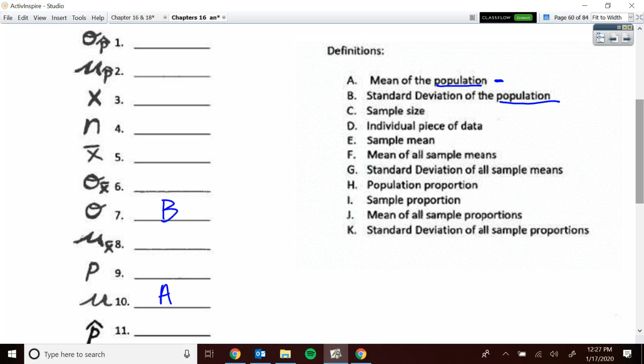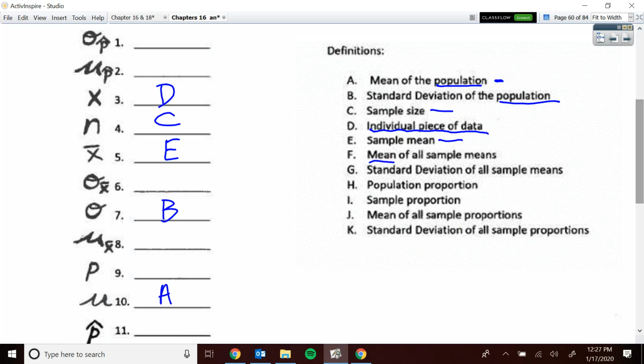Number 7. All right. What represents your sample size? N is number 4. That's C. Okay, how about an individual piece of data? All your 30 little times. That's the regular old X. That's number 3, the regular X. Okay, sample mean, your average of your 30s. That's your X bar. Very good.